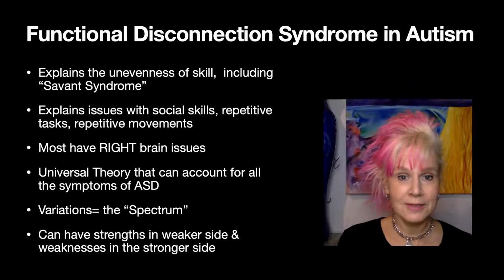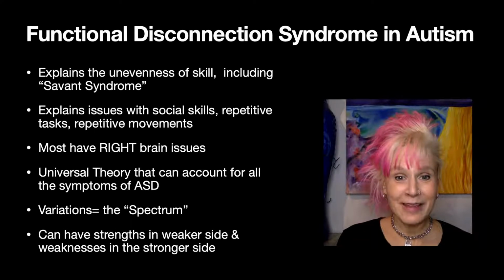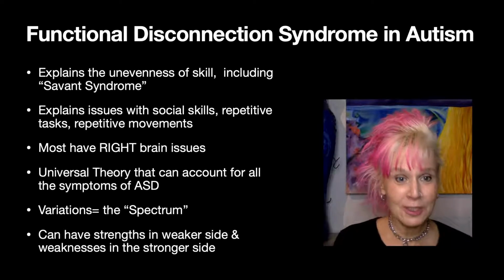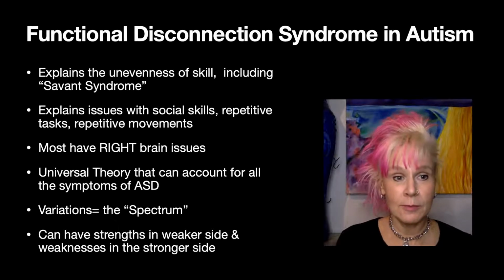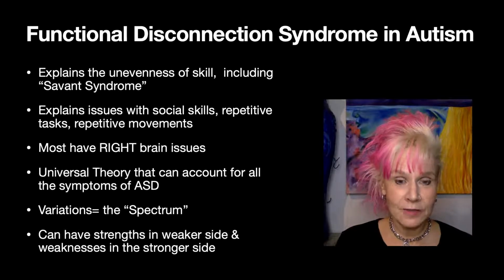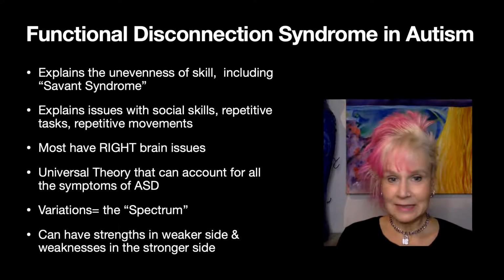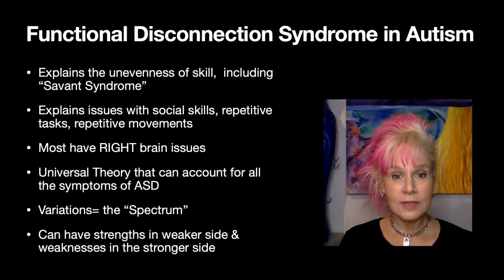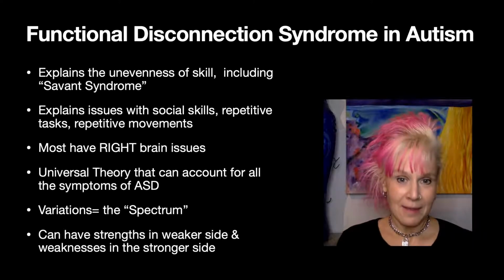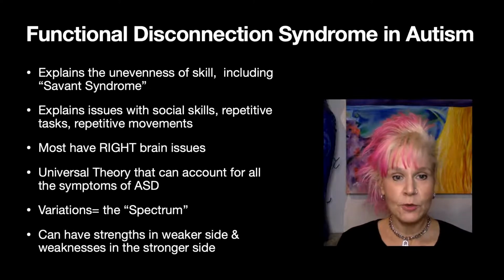And the variations mean that there's going to be differences in the brain. All the brains won't be the same as far as how they're functioning because they'll be exposed to different environmental factors. And you can also have strengths in the weaker side and weaknesses in the strong side. So it leads to a very personalized action of what you're going to see within each child.